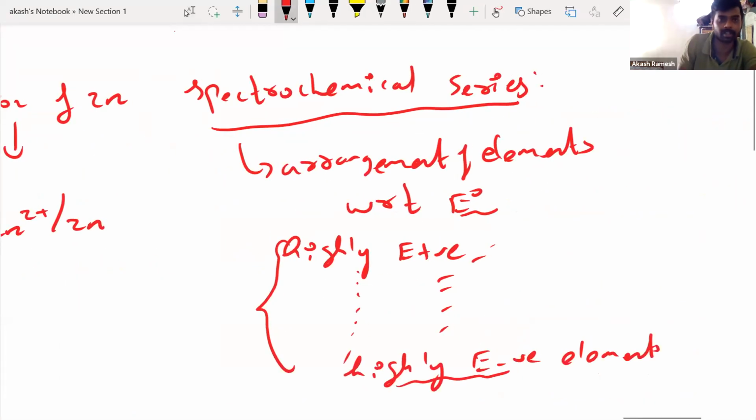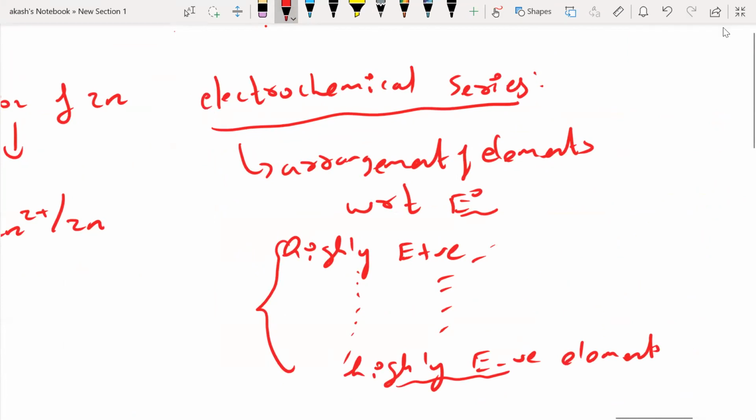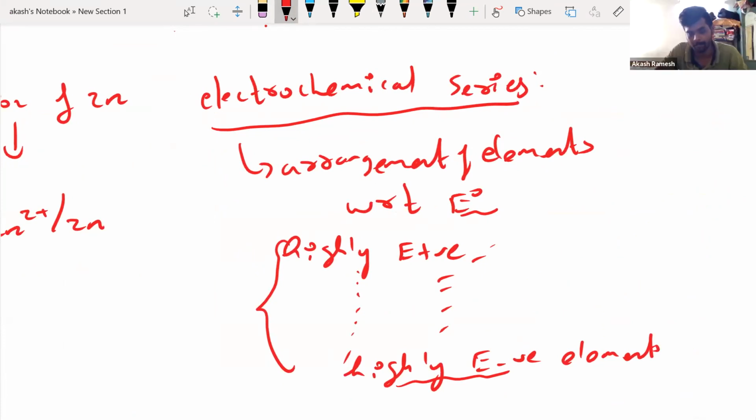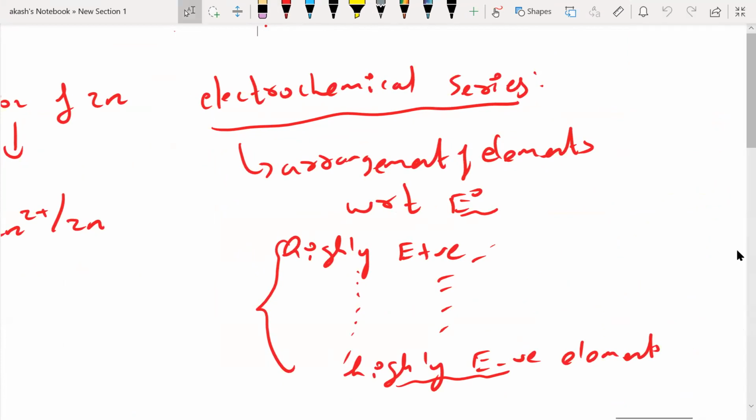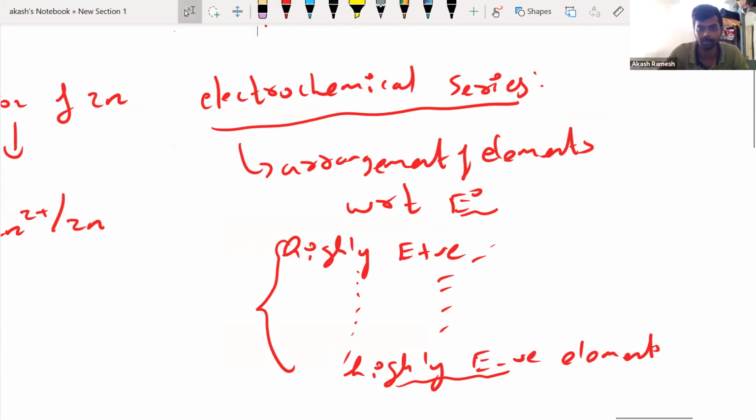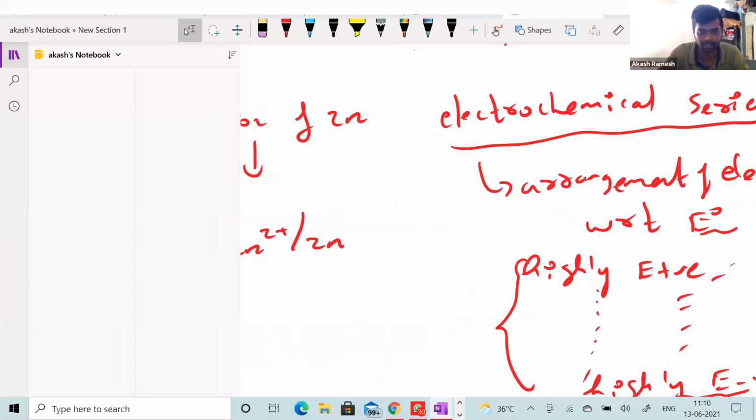Again, it's not spectrochemical series, guys, it is electrochemical series. Yeah, please go. So it starts from the most highly electropositive to highly electronegative, sir. Yes. But what you're asking is, there are no electronegative elements in that table. Maybe in some other table it will be there.